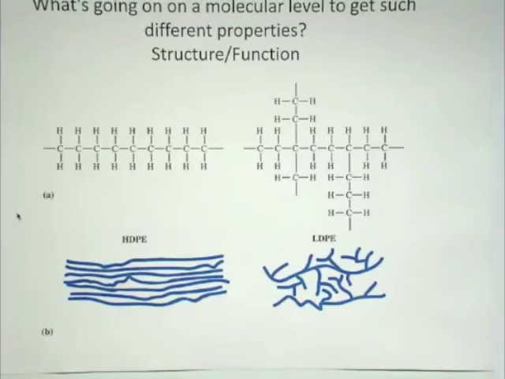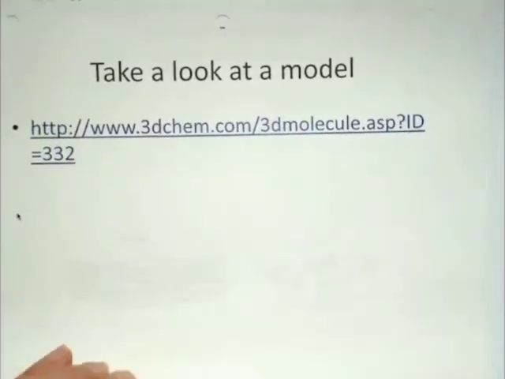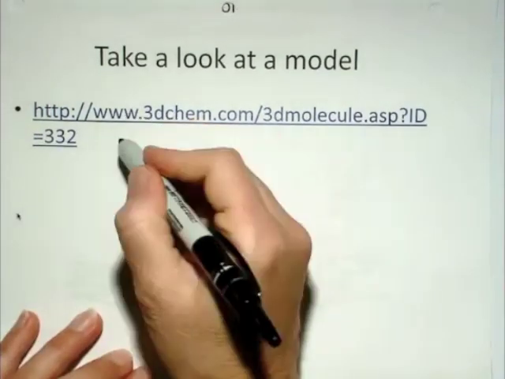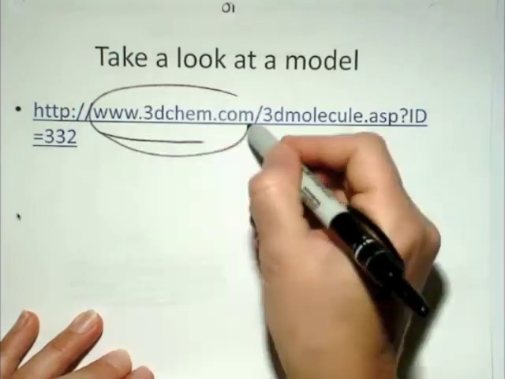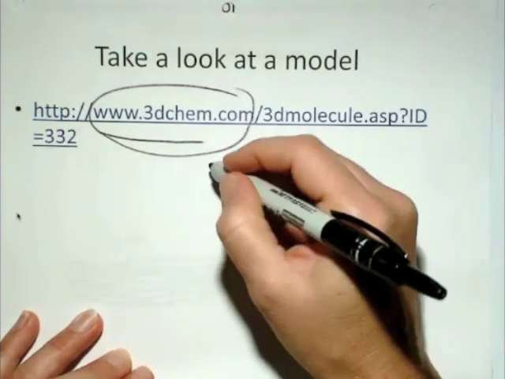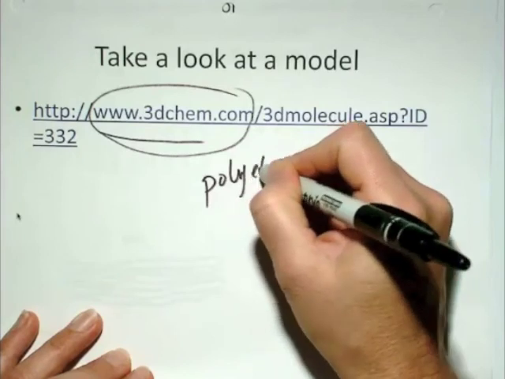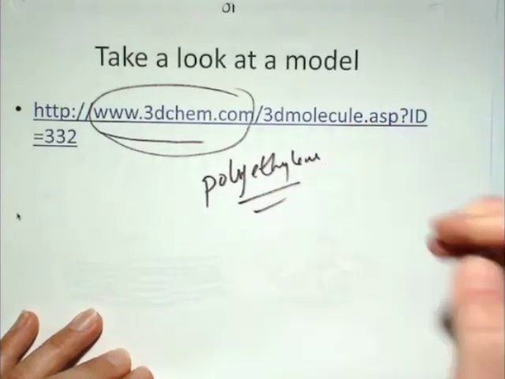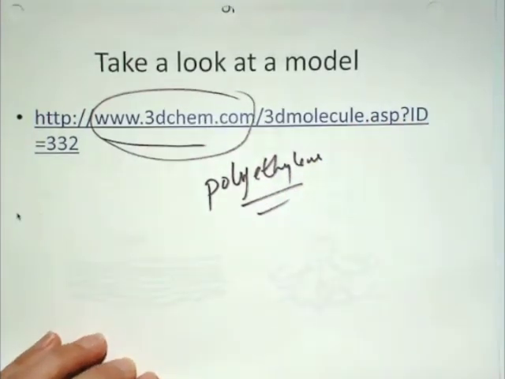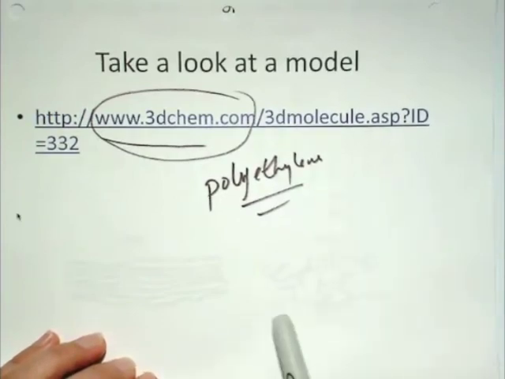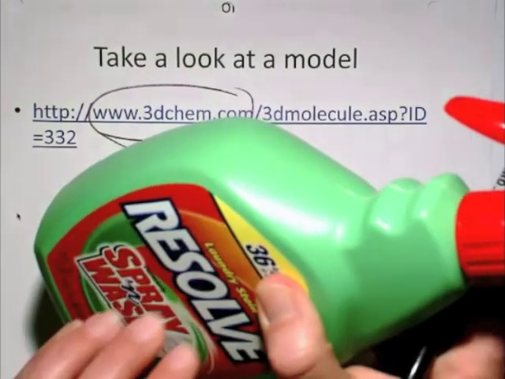If you want, you can take a look at a model again from this website. If this link doesn't work exactly, you can just go to this website and look for polyethylene, and you can see how the long polymer chains entangle one another, and because they're so close together, they're held tight together in this very rigid solid.